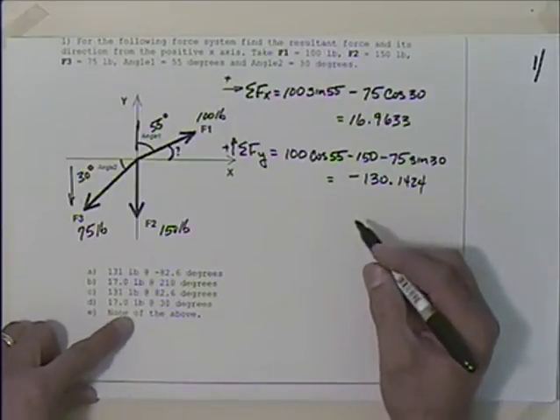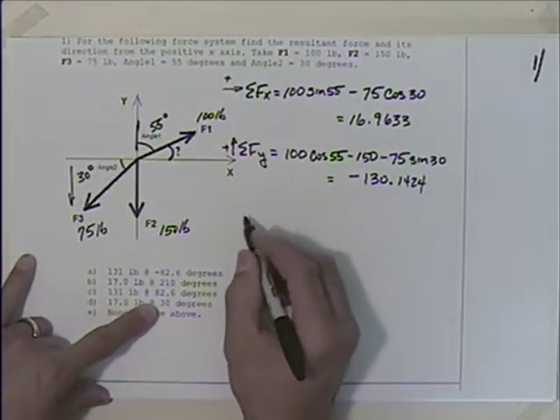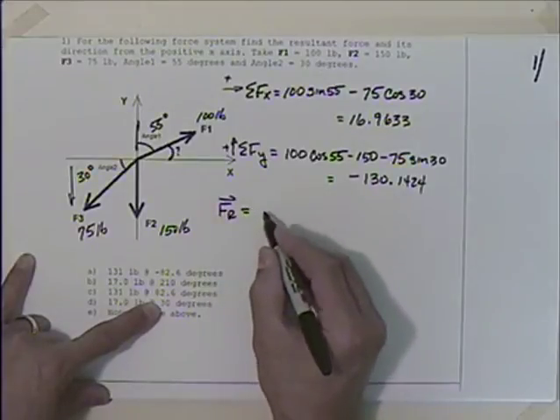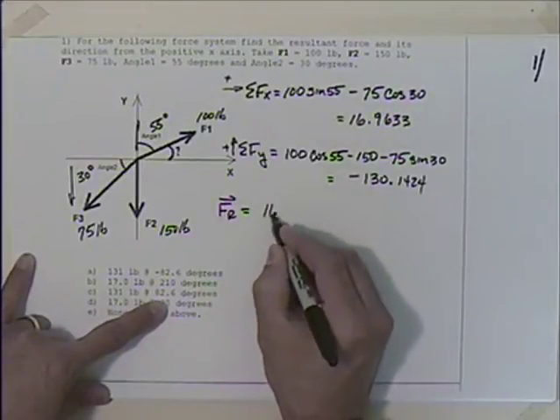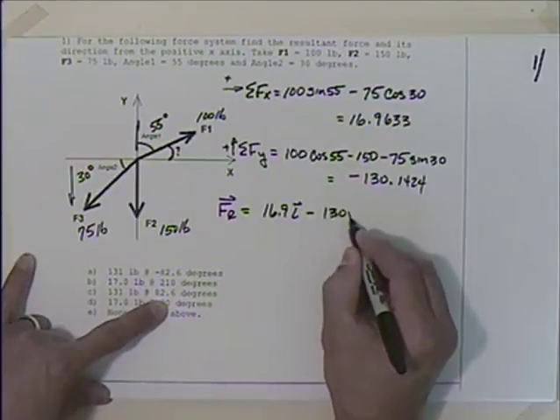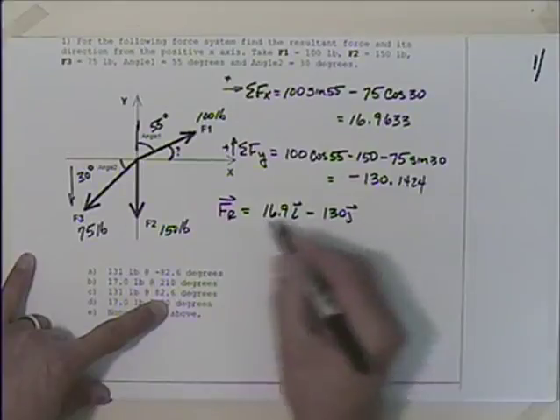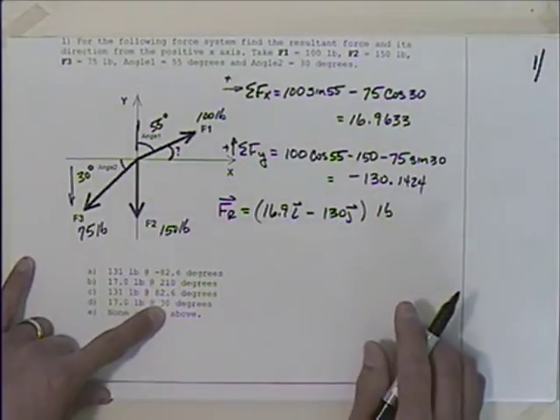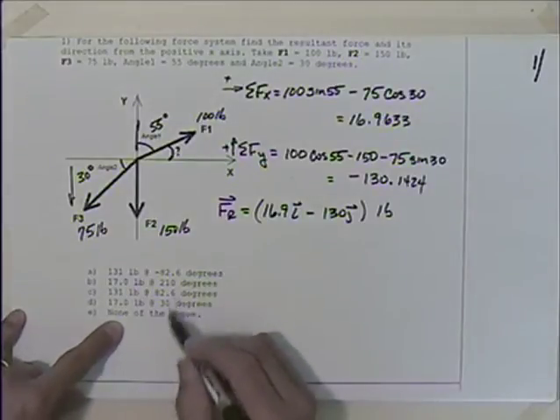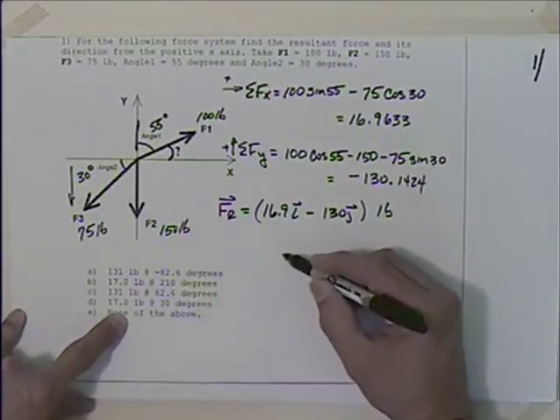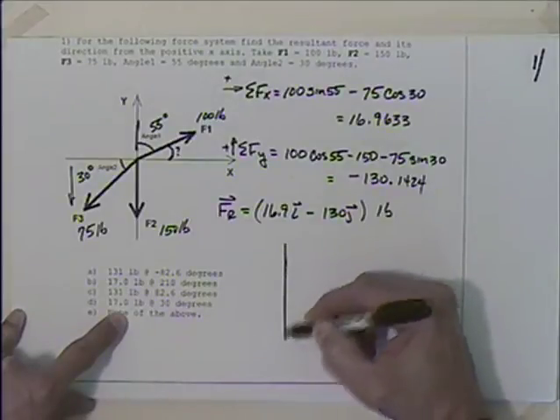So now, if we wanted to, we could write this in Cartesian form, that the resultant is equal to the x piece, 16.9 in the i direction, minus 130 in the j direction. That would be pounds. That would be a proper answer in Cartesian form. But it looks like we're requested to have our answer in magnitude angle form. So I'll go one step further with that.